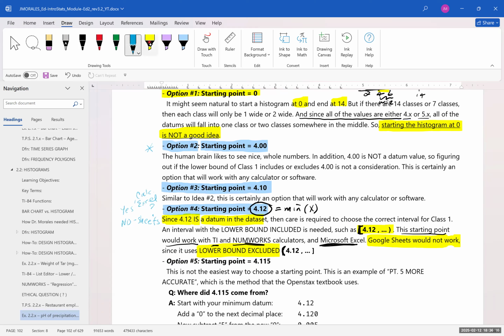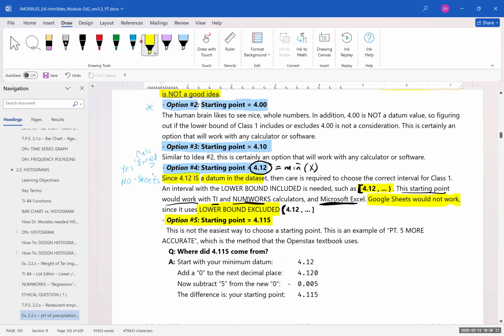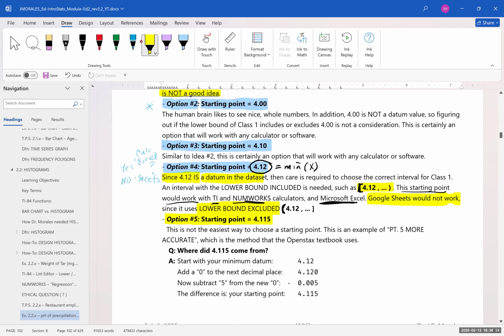Okay, option 5 is using the OpenStax method. But I'll just leave that and let you read this if you want to know a little bit more about that.